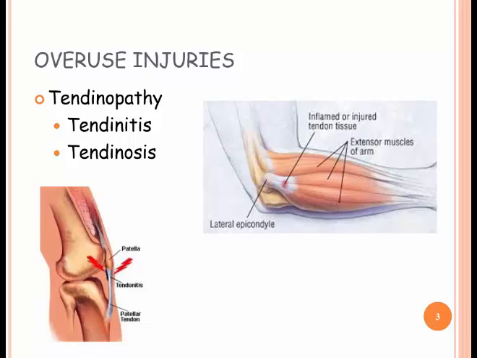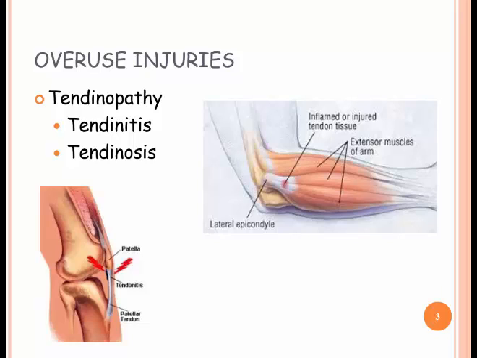The second example of an overuse injury is tendinopathy. Tendons are connective tissue that connect bone to muscle. Tendinopathy literally means disease or disorder of a tendon. There are two categories of tendinopathy, tendinitis and tendinosis. Tendinitis means inflammation of a tendon, and tendinosis means a condition of a tendon.